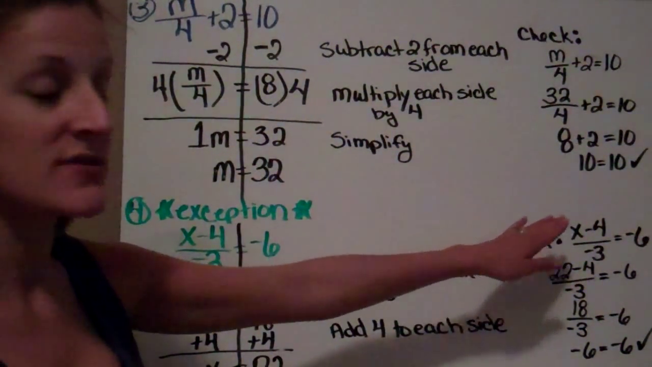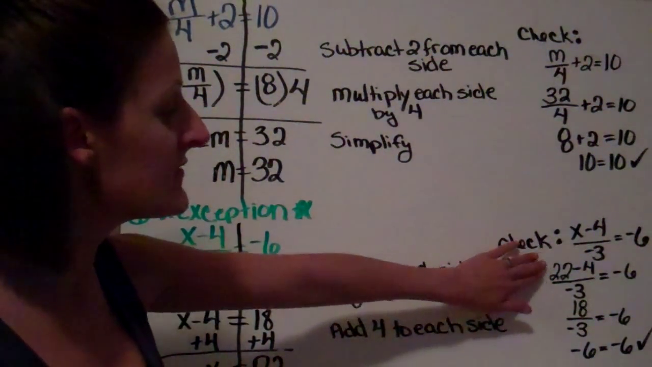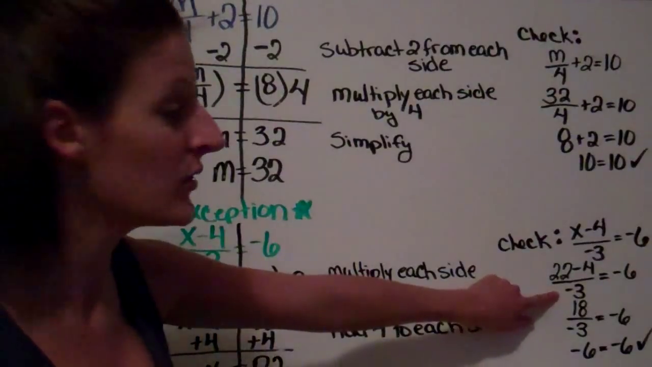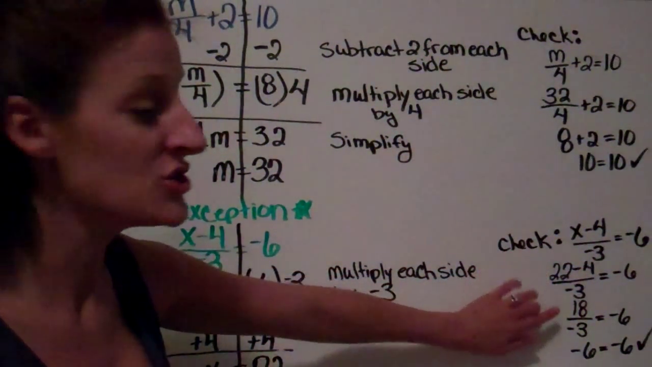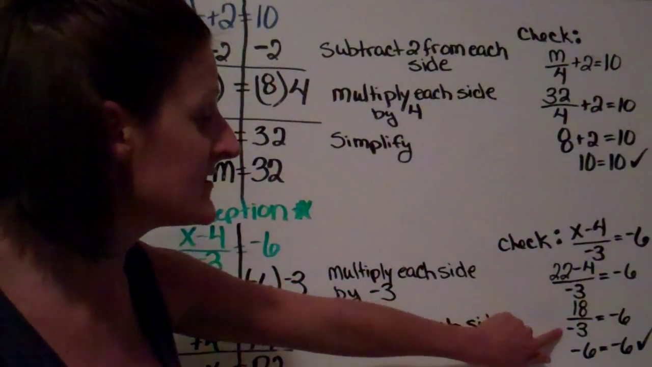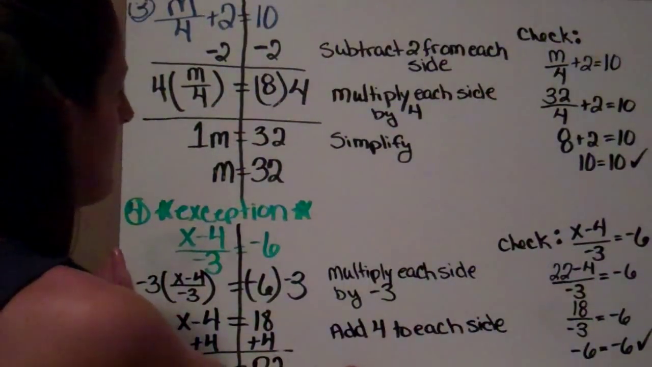So to check it, do the same thing. Plug in 22 for x in our original equation. So I have 22 minus 4 divided by negative 3 equals negative 6. I need to do this 22 minus 4 first. That gives me 18. 18 divided by negative 3 is negative 6. So my answer is correct.